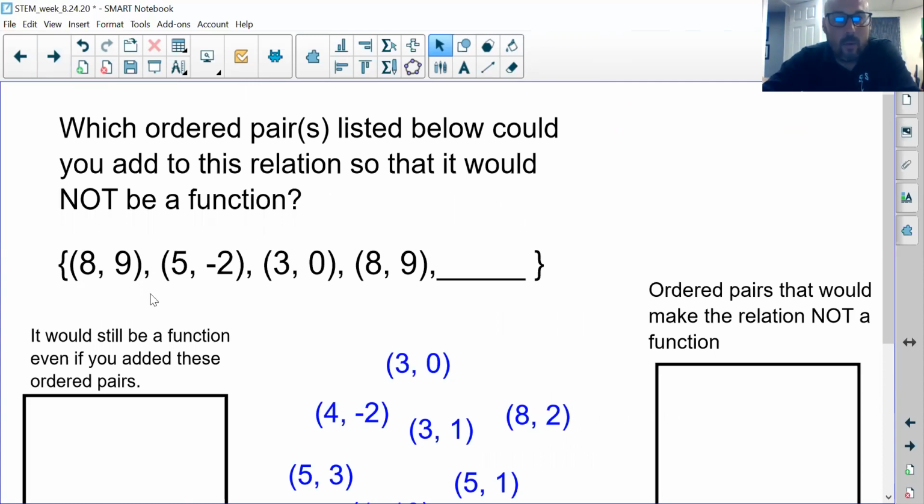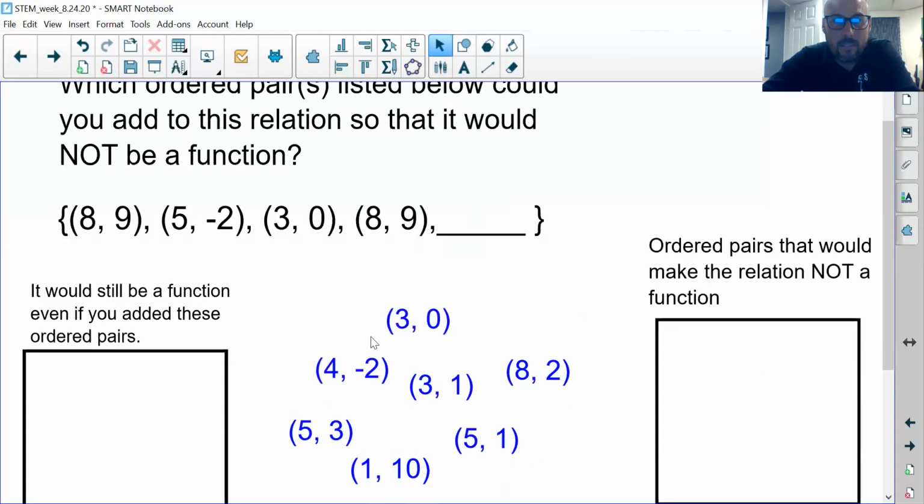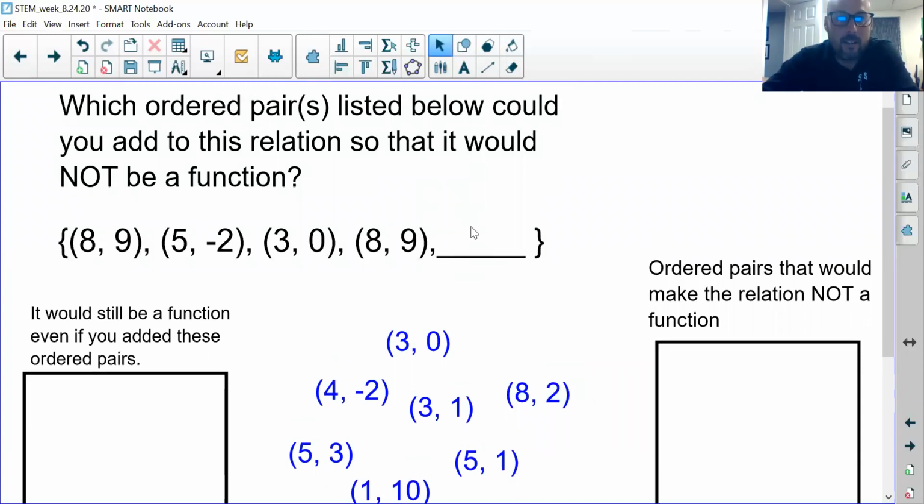Here is a relationship with 5 ordered pairs. The first 4 are listed. Out of these blue ordered pairs, which one could I add to here so that the relationship is not a function?